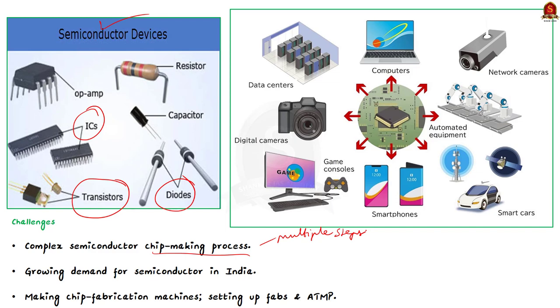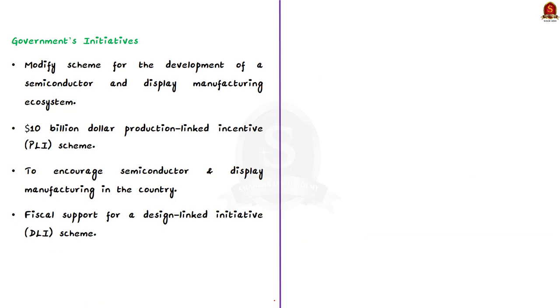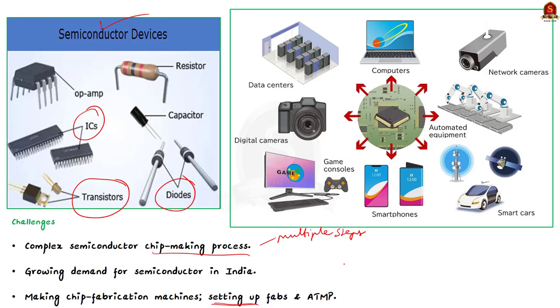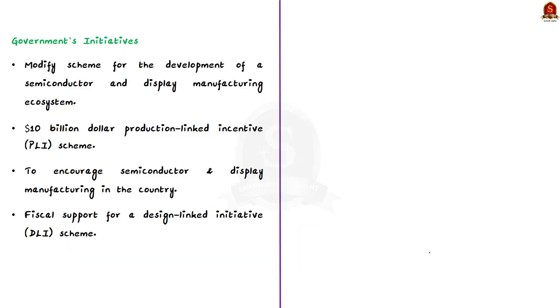The second major challenge is the cost of setting up semiconductor producing units. Generally, the requirement for initial investment for the setting up of semiconductor industries is very huge. So, the Indian government recently made some changes to the already existing scheme for the development of semiconductor and display manufacturing ecosystem in India. This is to overcome the above mentioned challenges that we have already discussed.